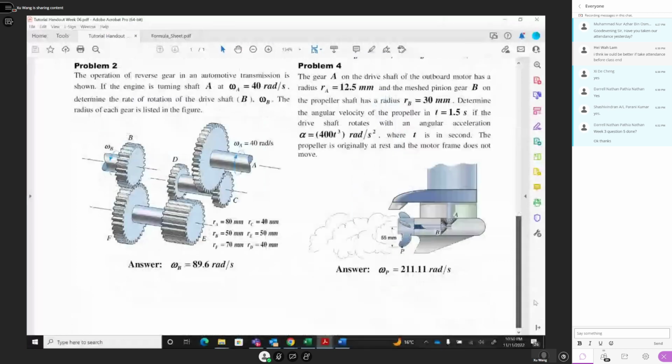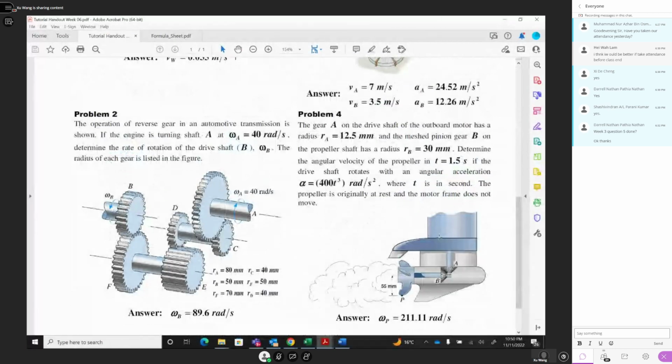This one has gear A meshed with gear B. Gear A is called the drive gear on the drive shaft, and B is the propeller gear. Okay, so it says the gear A on the drive shaft of the outboard motor has a radius of 12.5 millimeters, and the meshed pinion gear B on the propeller shaft has a radius of 30 millimeters. Determine the angular velocity of the propeller at t equal to 0.5 seconds.